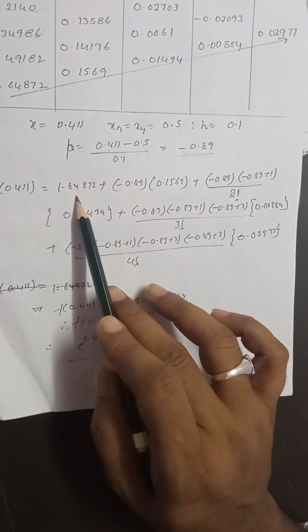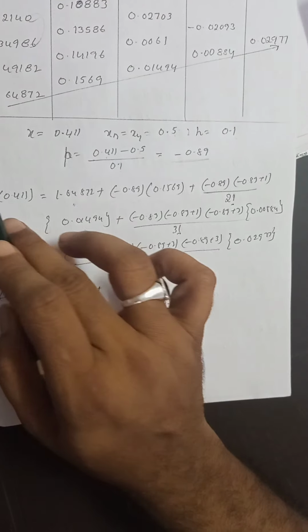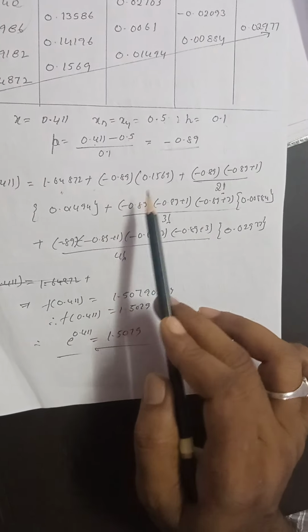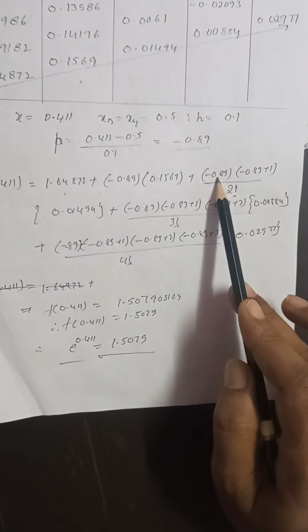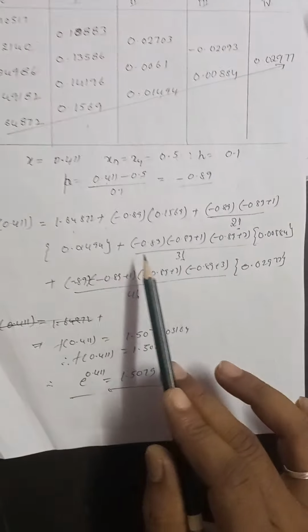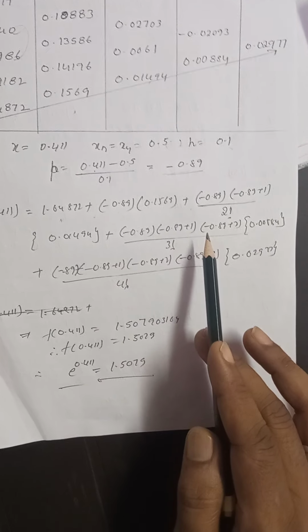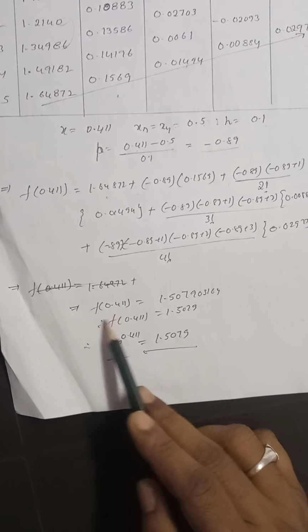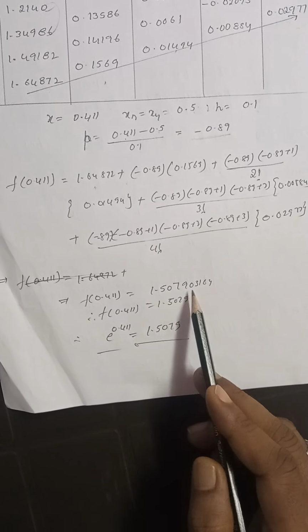See, f of xn, we have to take the last value, right? This is the function value, no? One by one substitute: plus p into the next value, plus p into p plus 1 by 2 factorial into the next value, plus p into p plus 1 into p plus 2 by 3 factorial into the next value. The fourth term is also there, I wrote it. If you simplify this one, you are getting f of 0.411 is this one.